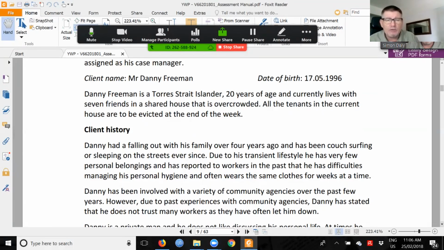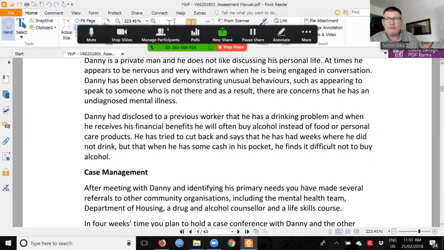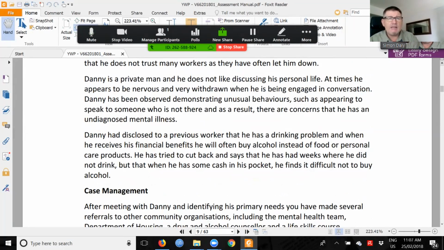Danny has been involved in a variety of community agencies over the past few years. However, due to past experiences with community agencies, Danny has stated that he doesn't trust many workers, as often they've let him down. Danny is a private man and he doesn't like discussing his personal life. At times he appears to be nervous and very withdrawn when he's engaging in conversation.